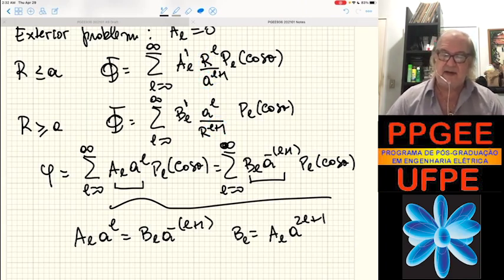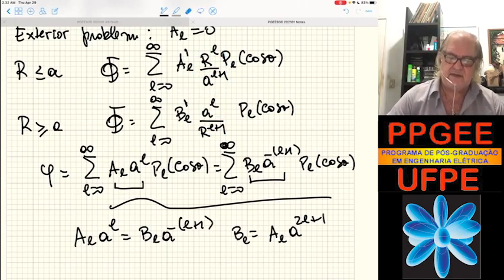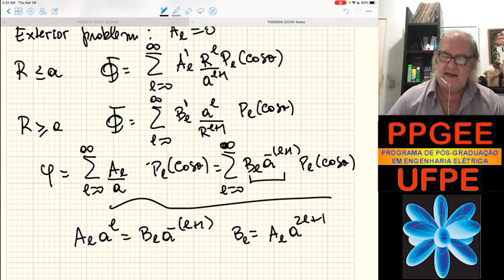So what happens now? Let's equate the two things. At r equals a, this is going to be 1 over a, so this is going to be AL divided by a. And in this one, at r equals a, this is going to be 1 over a also, right?